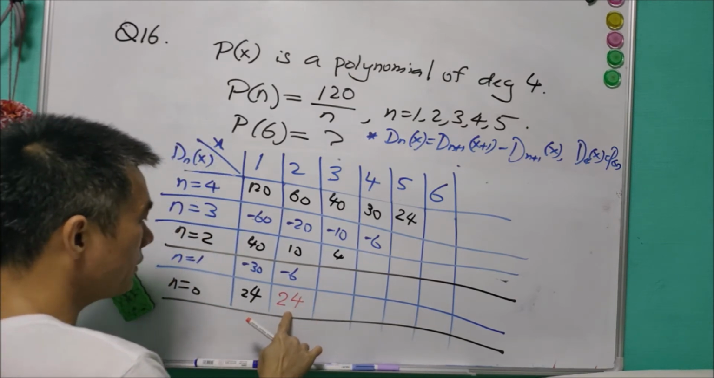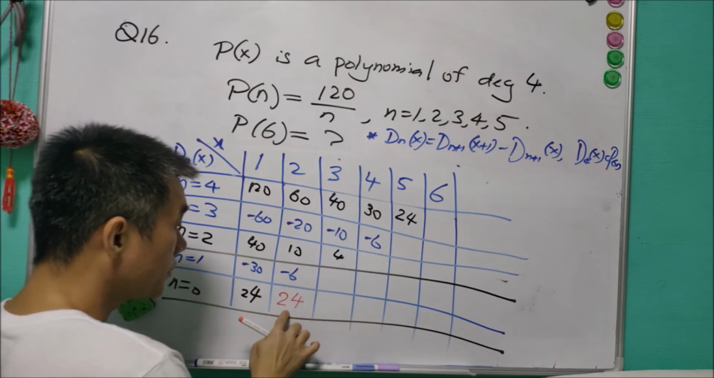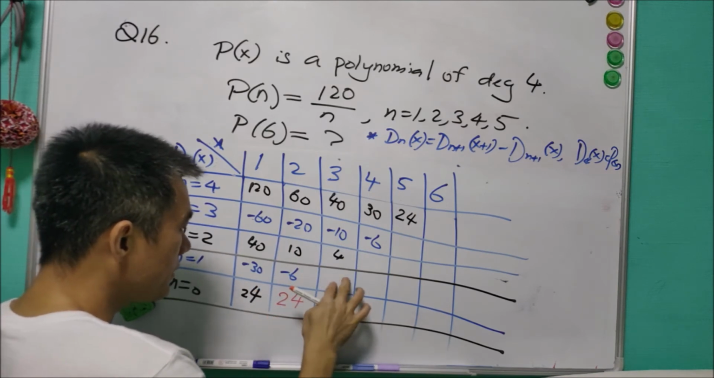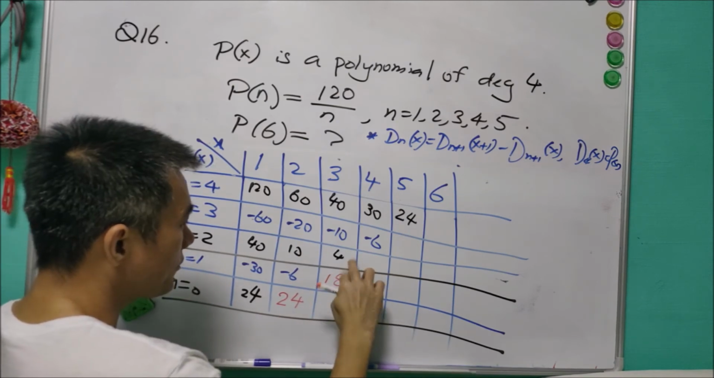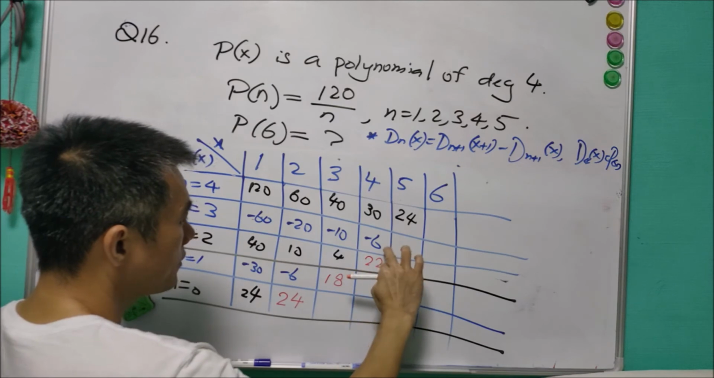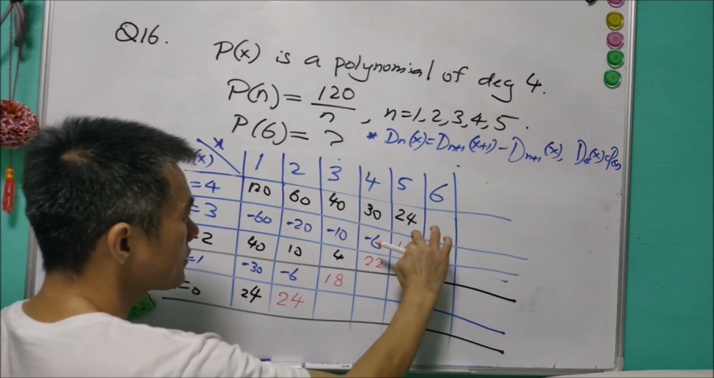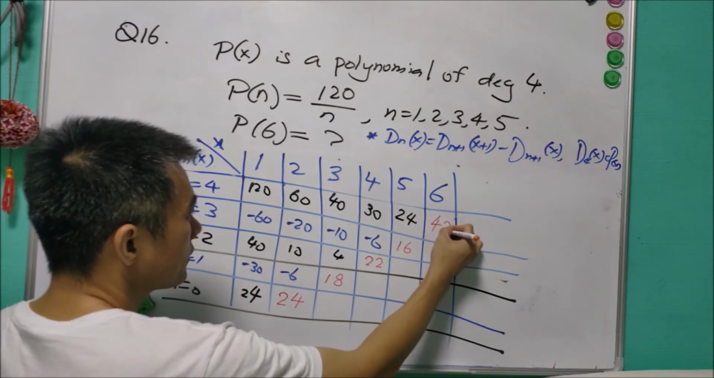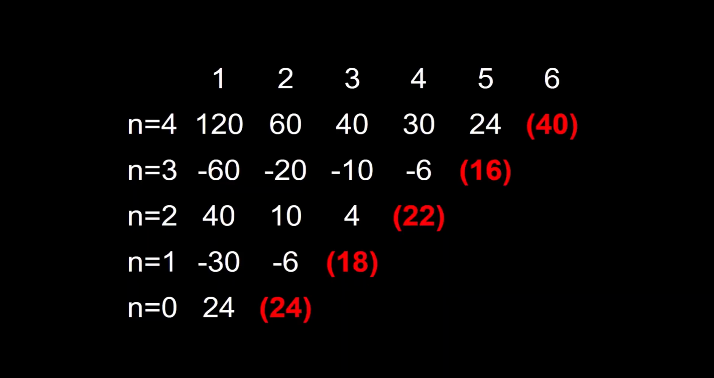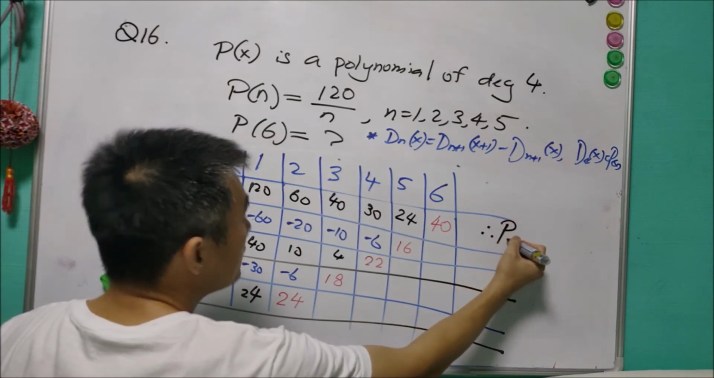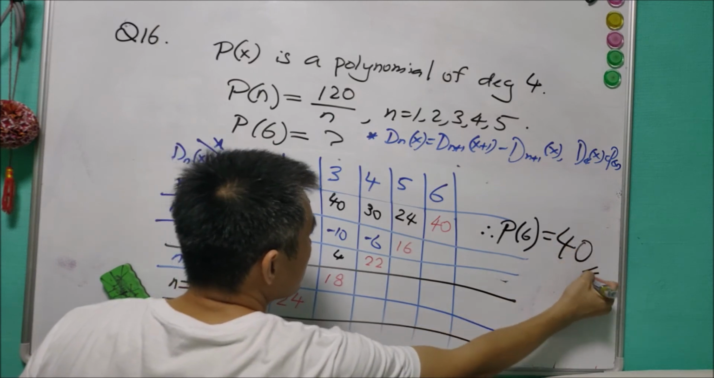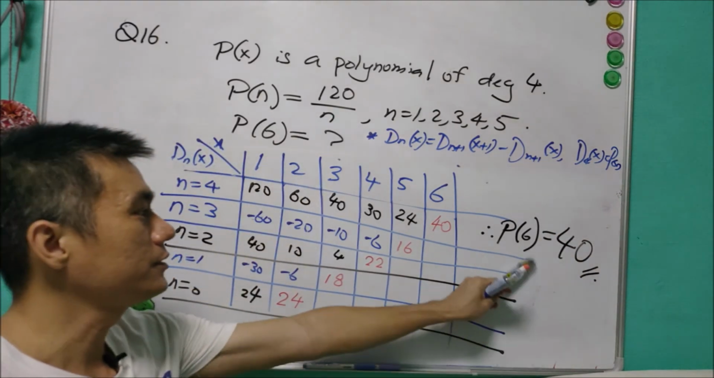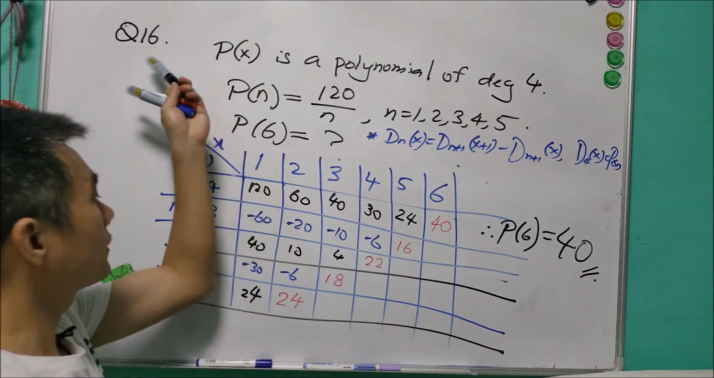Now, we go backward. Something minus 6 equals 24. So the answer for this will be the sum of these two, that is 18. The value of this is the sum of these two, that is 22. Sum of these two, 16. Sum of these two, 40. And this means that P(6) is equal to 40. So this is our answer for question 16.